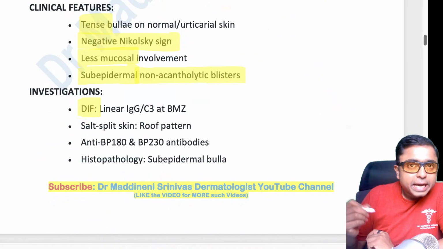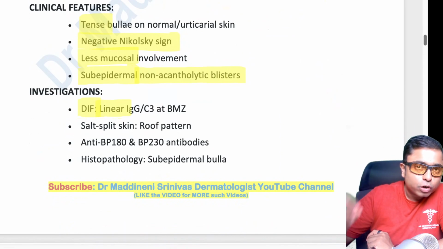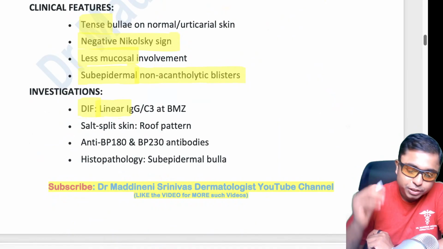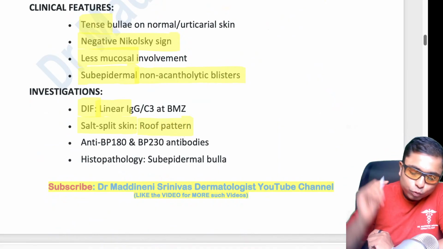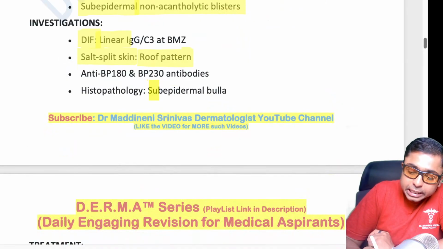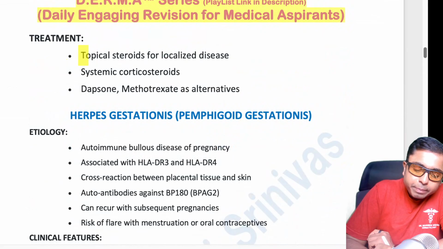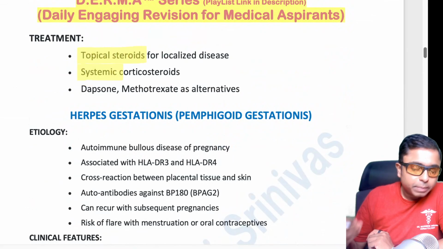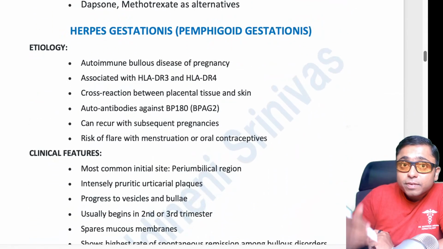If you perform a DIF, we are going to see that the deposition is in a linear fashion, and the deposits are going to be IgG and C3 along the basement membrane zone or dermoepidermal junction. And if you do a salt split skin test, we are going to see that the immunofluorescence is going to be on the roof. And of course, these are the antibodies, and it is a subepidermal blister. Obviously, it is bullous pemphigoid. So treatment is going to be topical steroids for localized condition, and systemic if it is a little bit more aggressive. Next condition is herpes gestationis, which is also called pemphigoid gestationis.